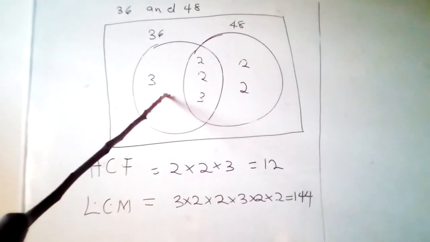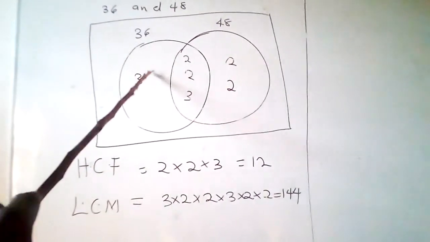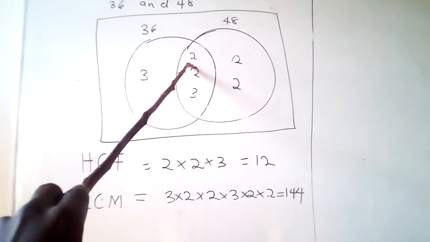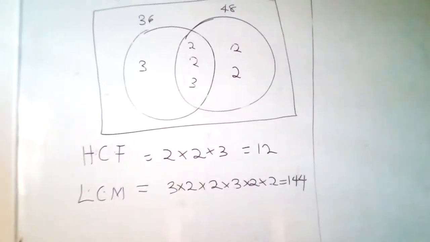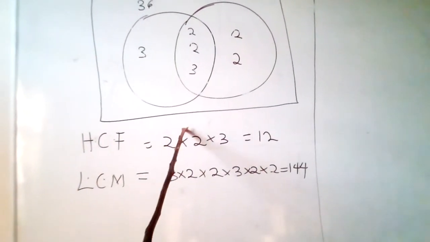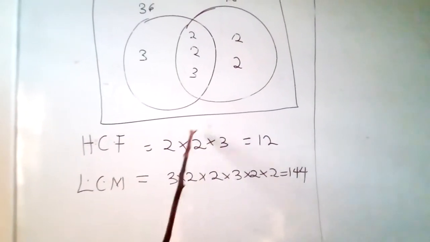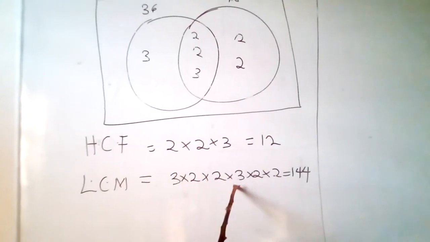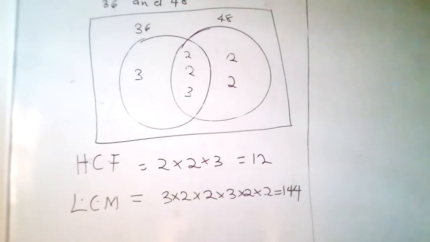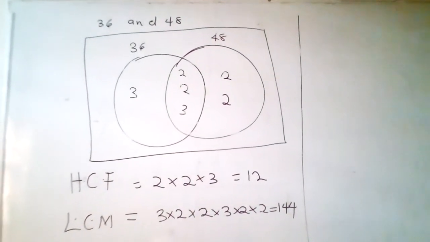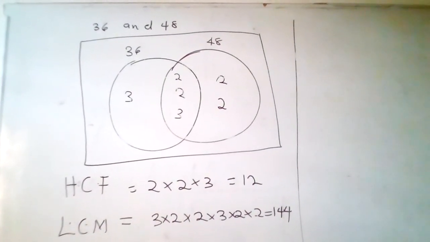But the LCM is found by multiplying all the numbers: 3 times 2 times 2 times 3 times 2 times 2. You get what? Your answer. So 3 times 2 is 6, times 2 is 12, and 3 times 2 times 2 times 3 times 2 times 2 is 144. So this is how we use the Venn diagram to find our HCF and our LCM.